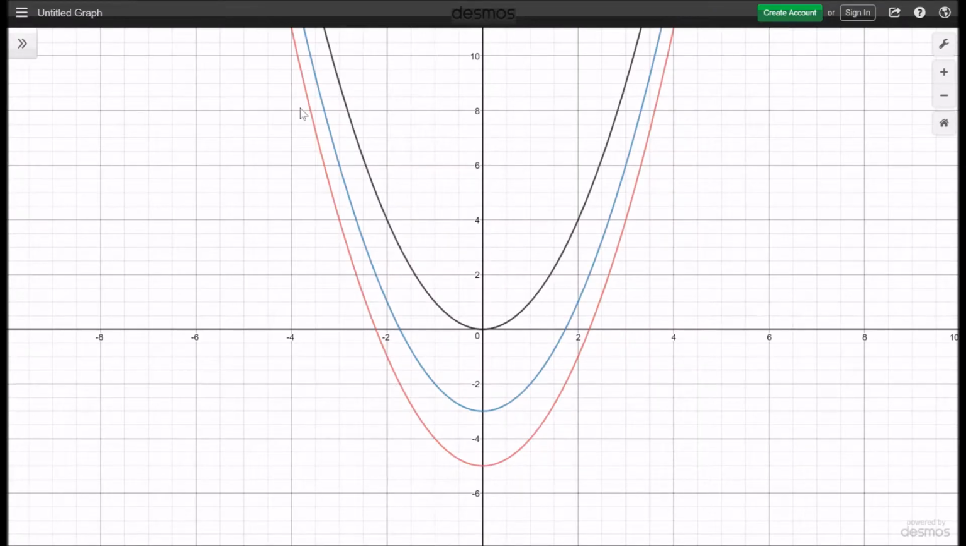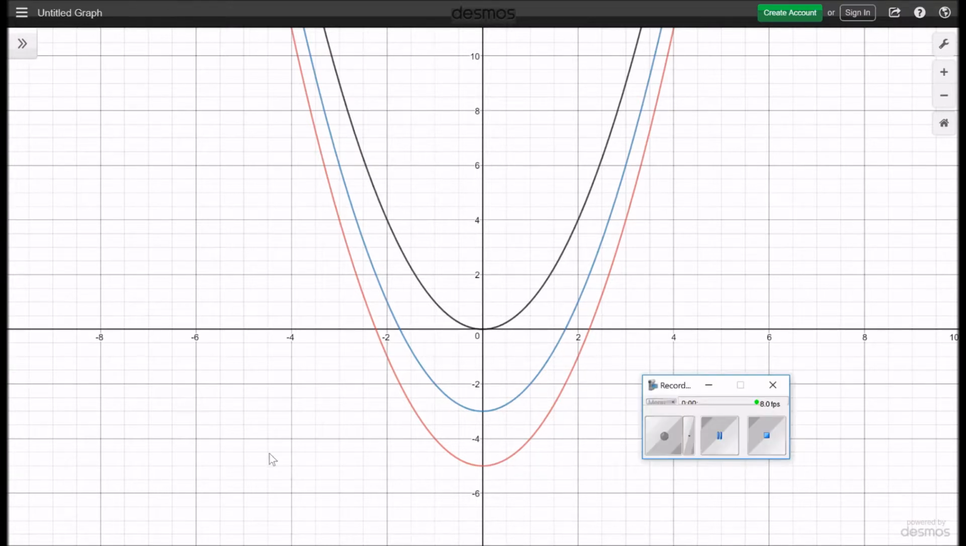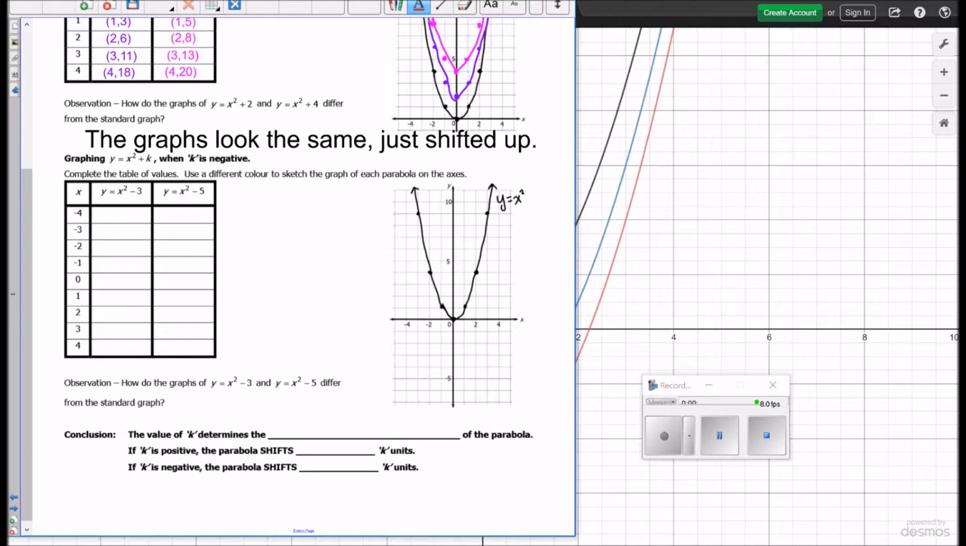Okay? So if you take a look right here, our black graph is y equals x squared. This is the standard position. y equals x squared minus 3 is this blue graph right here. And y equals x squared minus 5 is this red graph right here. So the graph has shifted down instead of shifting up. So right here, what we can say is, again, the graphs look the same, except it's just shifted down instead of shifting up. And that should make sense to you because this says -3 and -5 as opposed to adding a number. Okay, so the graphs look the same, just shifted down.